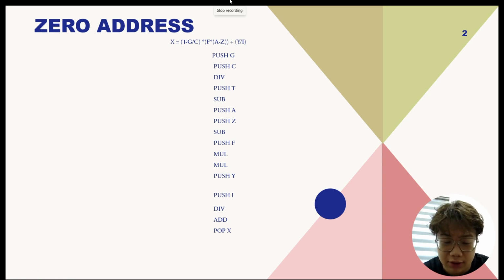For the 0 address, firstly, we push G, then push C, divide it, then push T, subtract it, then push A, push Z, subtract it, and push F, multiply it, then multiply both of them, then push Y, push I, divide it, and add. So lastly, we pop X.